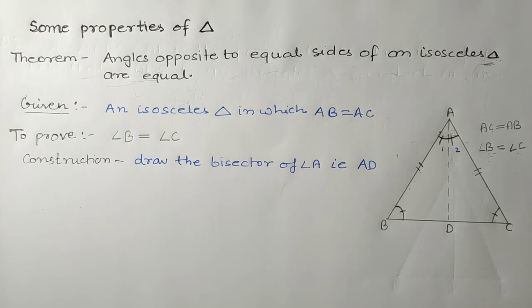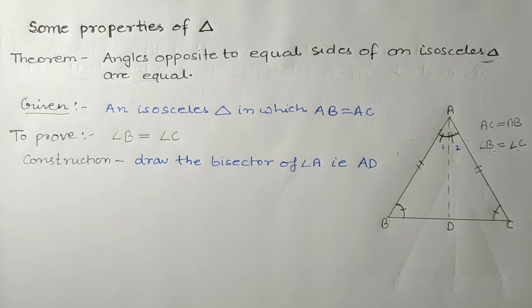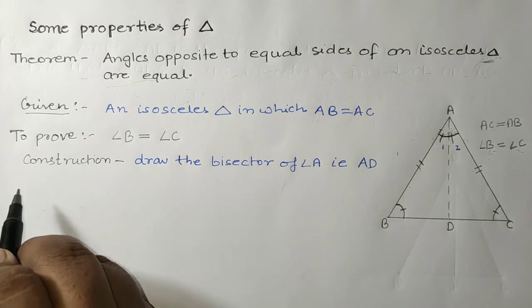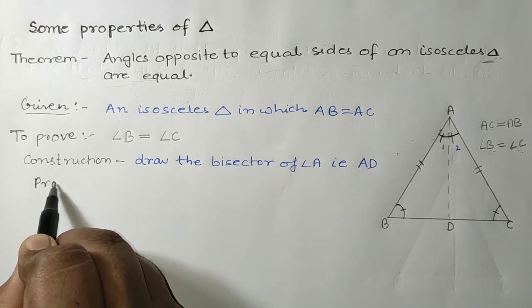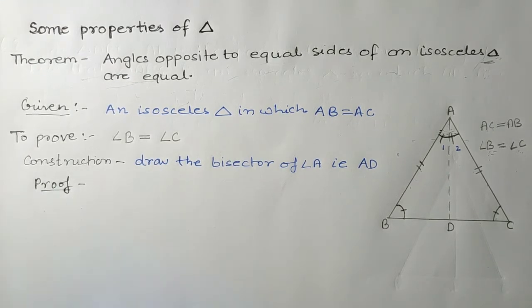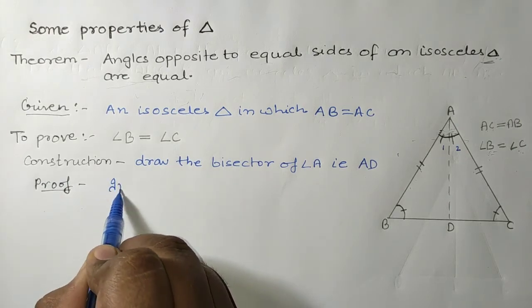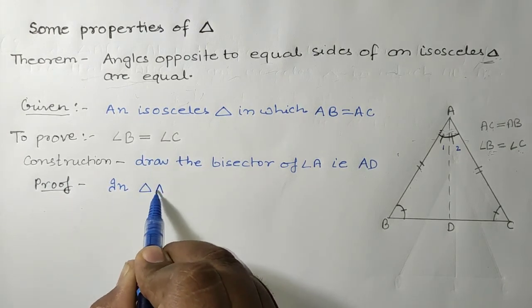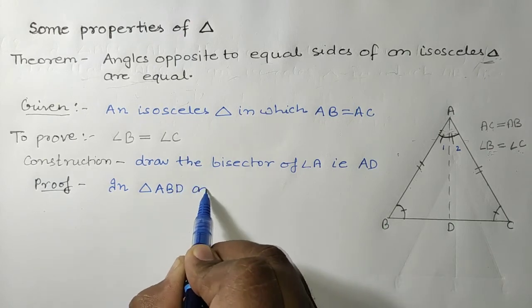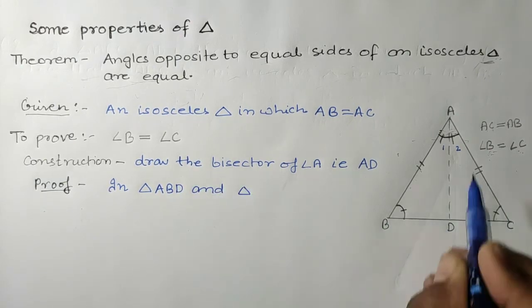Now students, to prove that the angles opposite to equal sides in an isosceles triangle are equal, we are going to see the triangles, triangle ABD and triangle ACD.